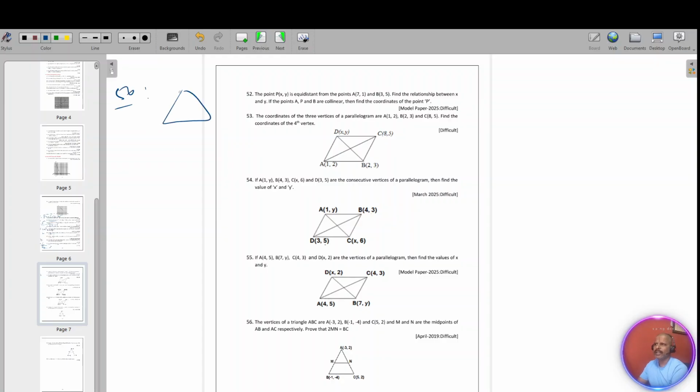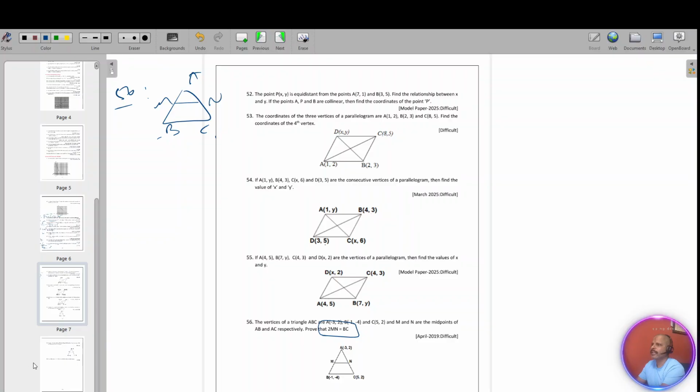First, write the figure. Okay, everything you take A, B, C, M, N. Then these are M, N. We have to prove that 2 times MN is BC. So we find MN by distance formula, BC by distance formula. BC you have to apply distance formula. MN you have to apply distance formula. But what is M here? What is M is a big question here. Just check out. It's a good question.